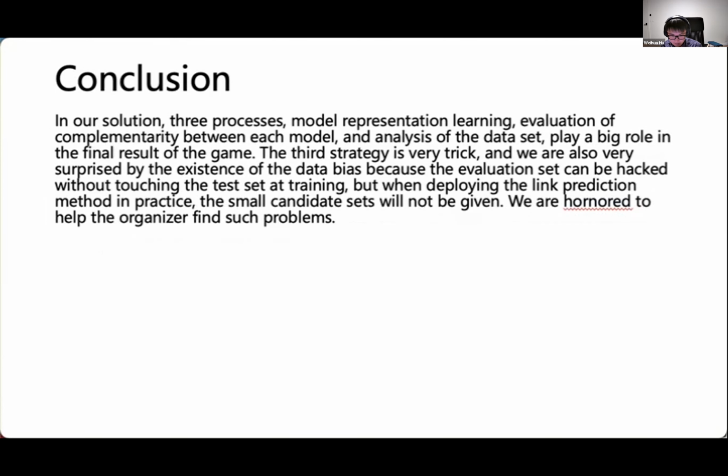In conclusion, in our solution, three processes, model representation learning, evaluation of the complementarity between each model, and the analysis of the dataset, play a big role in the final result of the game. The third strategy is very tricky, and we are also very surprised by the existence of the big bias, because the evaluation set can be hacked without touching the test set at training.